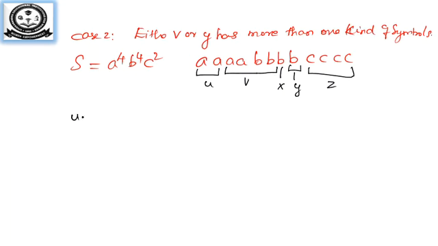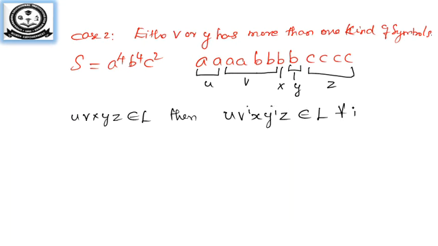So if uvxyz belongs to the language, then uv^i xy^i z must also belong to the language for all i greater than or equal to 0. So you can take any value. i can be not only 2, you can take 3 or 4. It will be bigger. So we will take a smaller value, or we can take 3. So let me take i equal to 3.